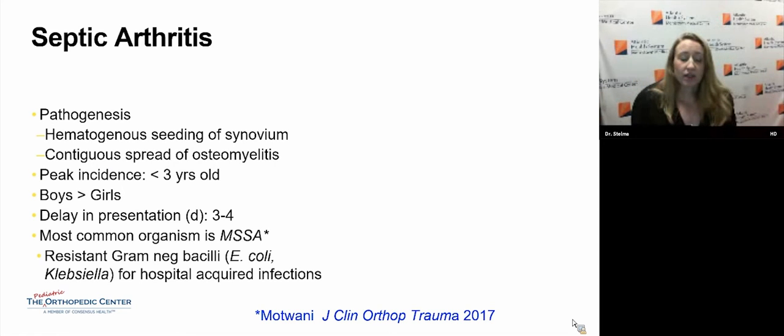Septic arthritis is usually from a hematogenous seeding of the synovium. It can be from the contiguous spread of osteomyelitis. So in neonates, it can simply spread from the osteomyelitis that's there. And in older children, it's those 4 joints that have the intracapsular metaphysis. The peak incidence is children less than 3 years old. It's a little bit more prevalent in boys. And unfortunately, it does have a likelihood of a delay in presentation of 3 to 4 days. The most common organism is MSSA, but there is a risk for other infections, especially if it's hospital acquired.